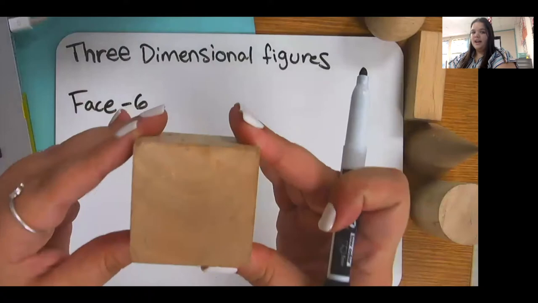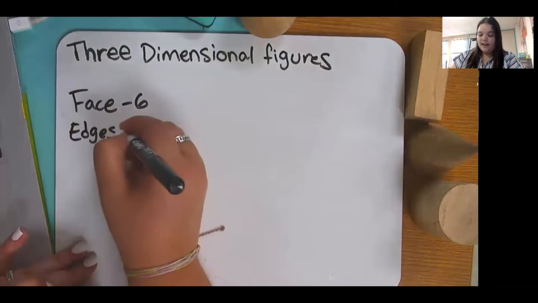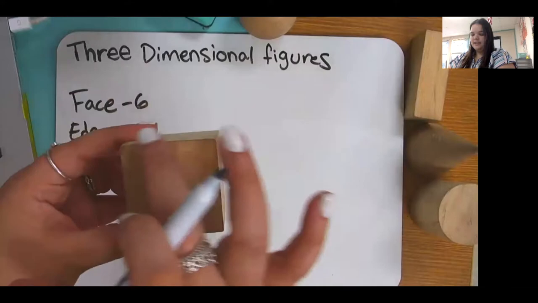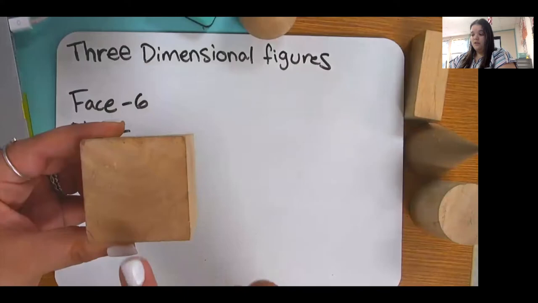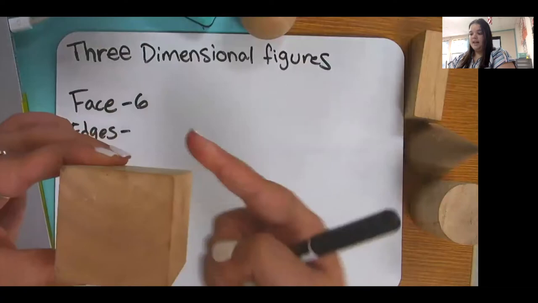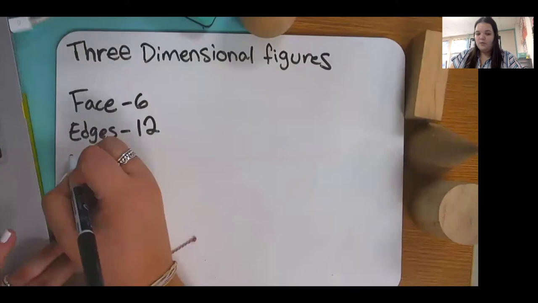After we identify the face, now we're going to identify the edges. Now, the edge is any edge where two faces meet. So this is two faces. That means this is the edge. This is the edge. This is the edge. This is the edge. All these edges, those are what you're going to count. So you're going to go one, two, three, four. You're going to go sideways, five, six, seven, eight, and then at the bottom, nine, 10, 11, 12. So how many edges you got? You got 12 edges.